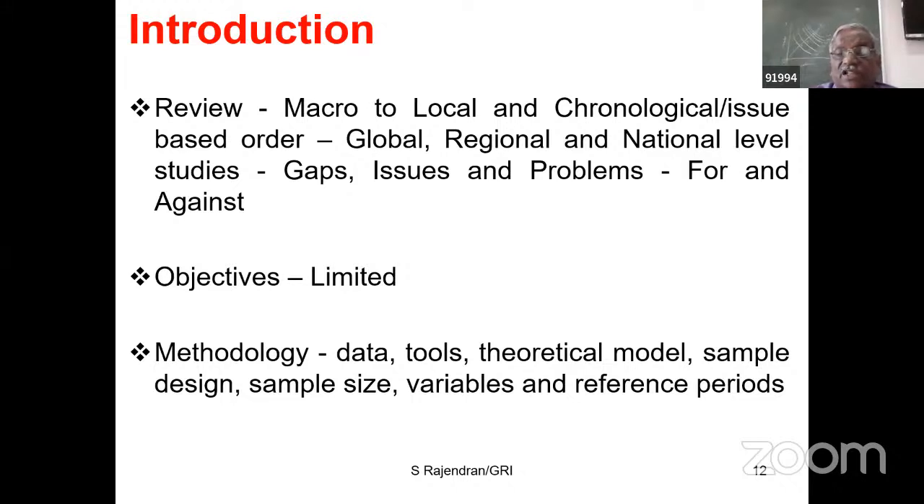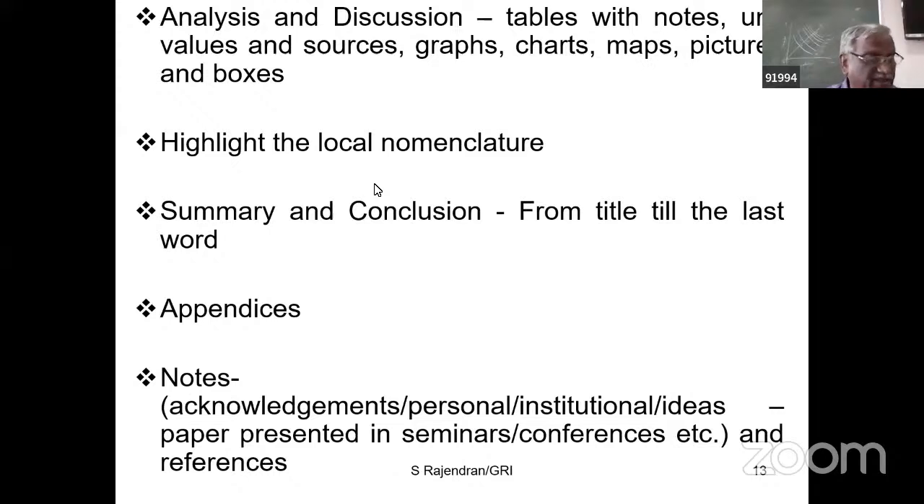Therefore, the reference period is much more important, which gives exactly the normal period, normal year. It should not have an extreme weather-oriented period, etc.